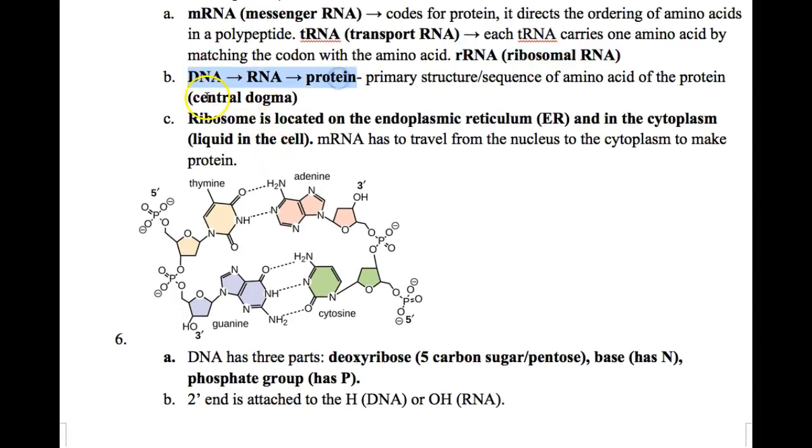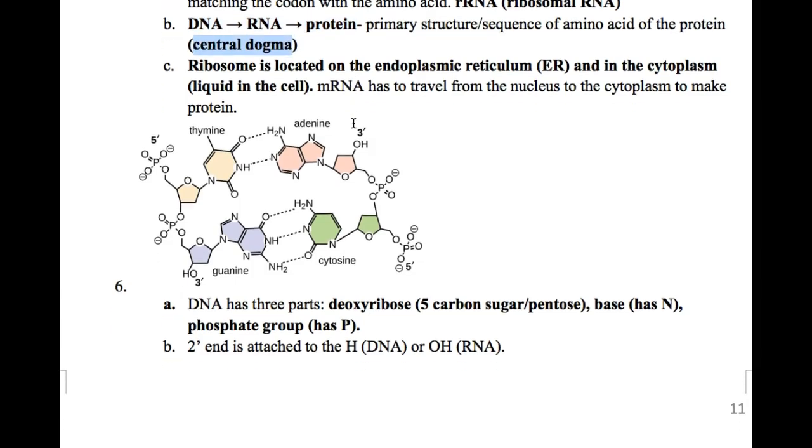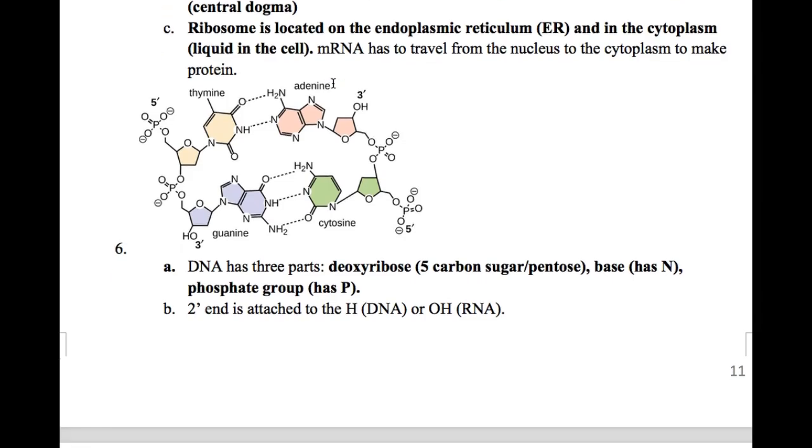DNA, RNA, protein, there's another name for it called the central dogma, because that's the central idea on how everything is expressed and allows living things to be living: DNA, RNA, protein. So you should always definitely know this. This is so simple, you have to know it.